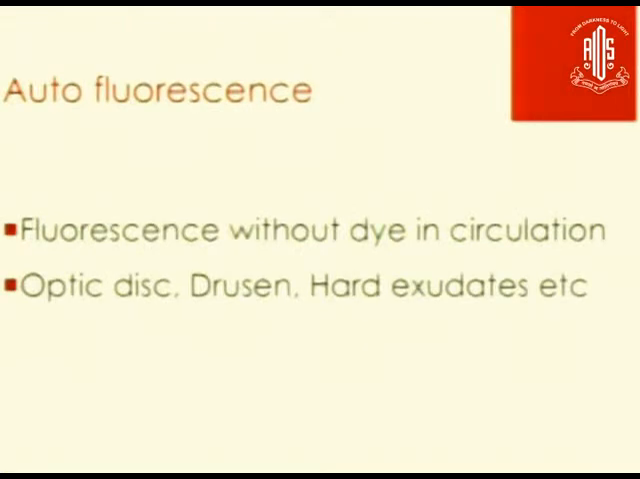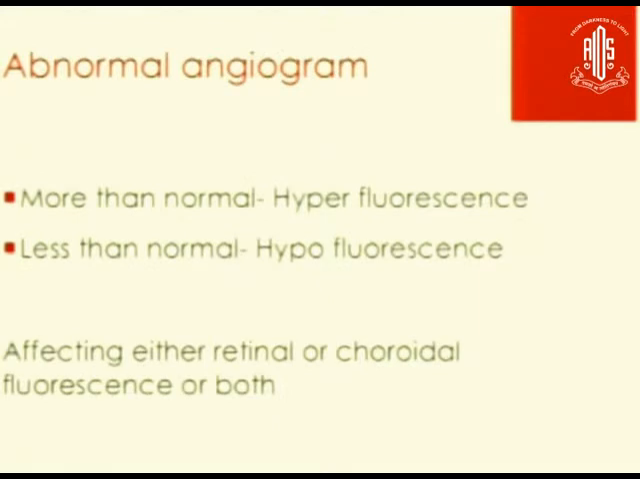Autofluorescence, on the contrary, is where the filters are good, but the pigment or the natural structures in the eye are able to change the wavelength by themselves without the help of the dye. There are structures such as the normal optic disc, drusen, calcium in the eye, or hard exudates, etc., which are known to have this capacity of autofluorescence. So again, this background information is important for you to be able to interpret your angiograms.